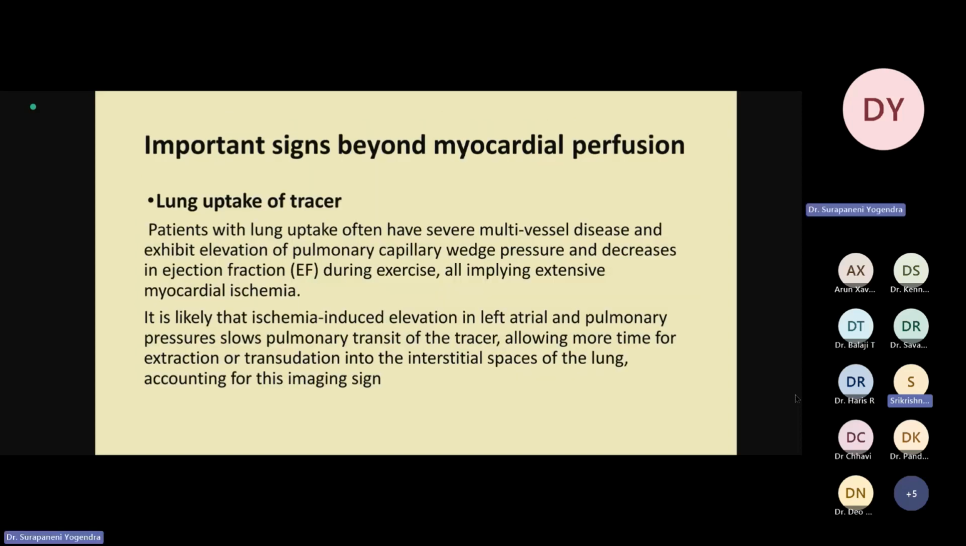Other important signs beyond myocardial perfusion are lung uptake of tracer. Patients with lung uptake often have severe multivessel disease and exhibit elevation of pulmonary capillary wedge pressure and decreases in ejection fraction during exercise, all implying extensive myocardial ischemia. It is likely that ischemia-induced elevation in the left atrial and pulmonary pressure slows pulmonary transit of the tracer, allowing more time for extraction or translocation into the interstitial spaces of the lung, accounting for this imaging sign.